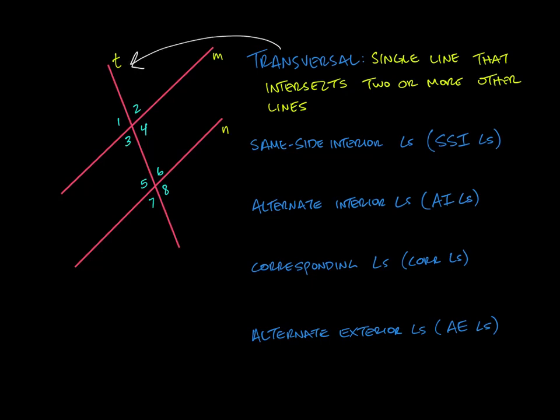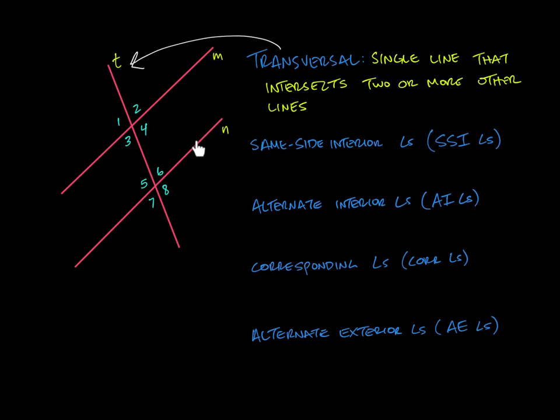A transversal, we can see, is a single line that intersects two or more other lines. It's like line T is intersecting both line M and line N. Now when that happens, we have four angles created at each intersection. So four angles created at the intersection between T and M, and then another four angles created at the intersection between line T and line N.